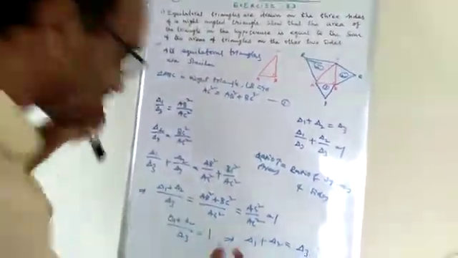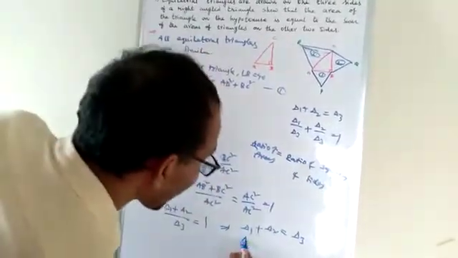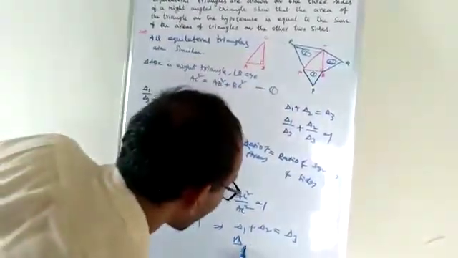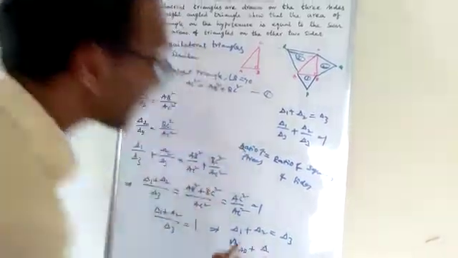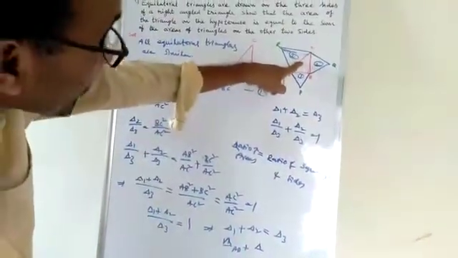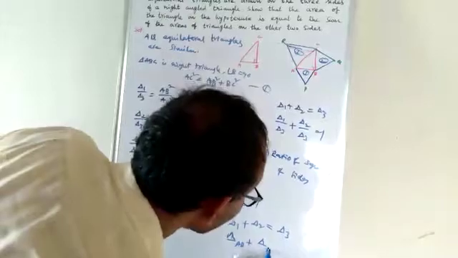What is the area of triangle 1? Area of triangle on the side AB. What is triangle 2? The area of triangle on BC is equal to area of triangle on the hypotenuse AC.